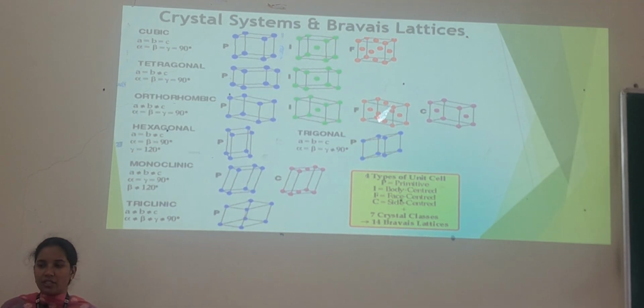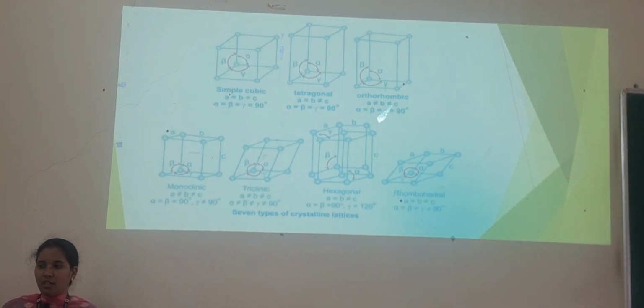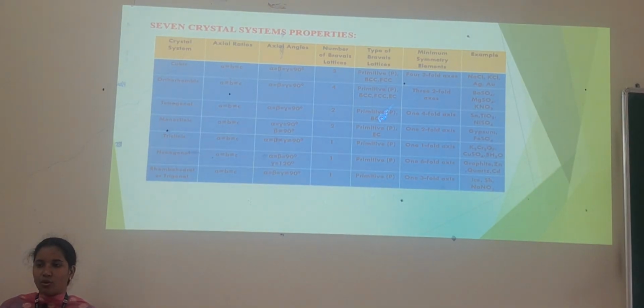For the hexagonal it is having only P, that is primitive, and the monoclinic is having the primitive and side centered. For the triclinic it is having the primitive. So these are the crystal systems and their respective Bravais lattices. We have tabulated all the details regarding the 7 crystal systems.